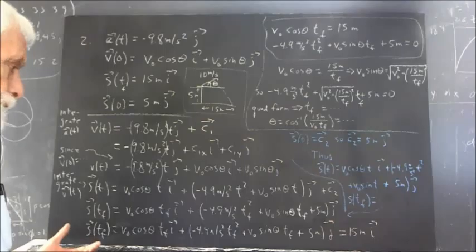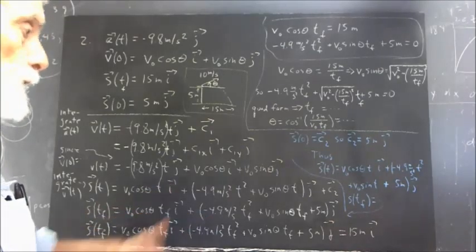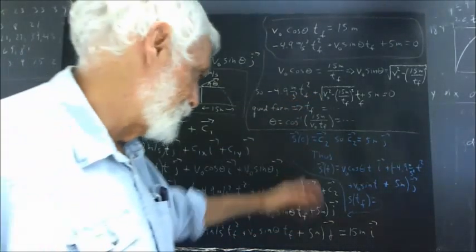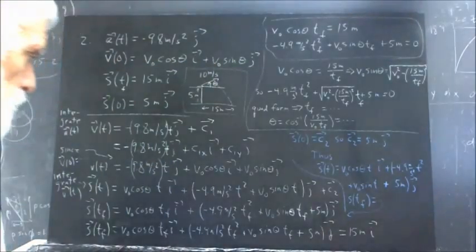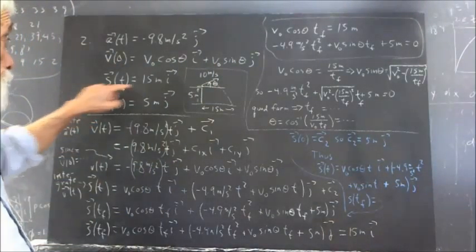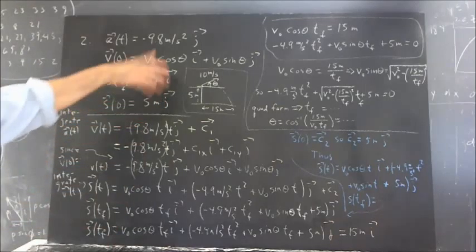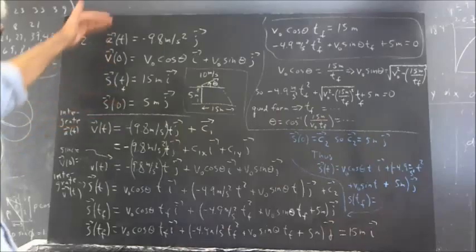And of course, it looks like I've rewritten it. I had a reason to rewrite it before because I hadn't done this, but it's just written twice. But then that's got to be equal to 15 meters times i, because that is what S of TF is, according to our picture and our reasoning for setting up the problem.